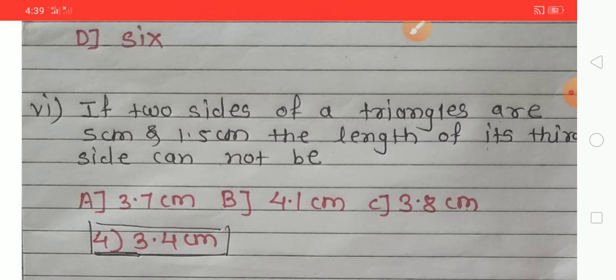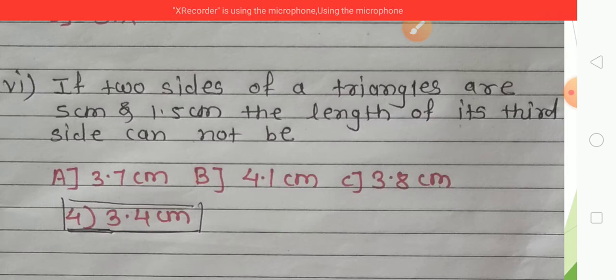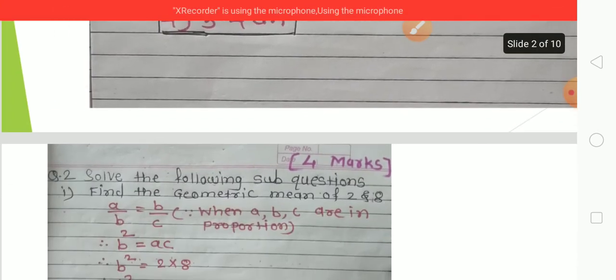4.1 plus 1.5 is 5.6, which is greater than 5. 3.8 plus 1.5 is 5.3, which is greater than 5. But if we add 3.4, it becomes 4.9. So the length of the third side cannot be determined as 3.4. So that is the answer to the sixth question: 3.4.